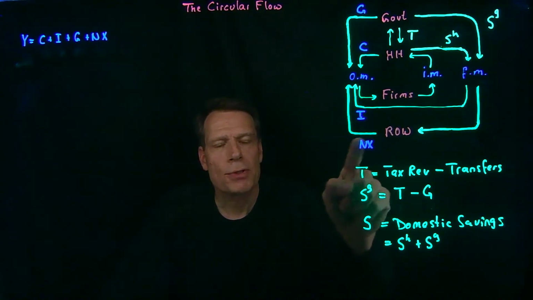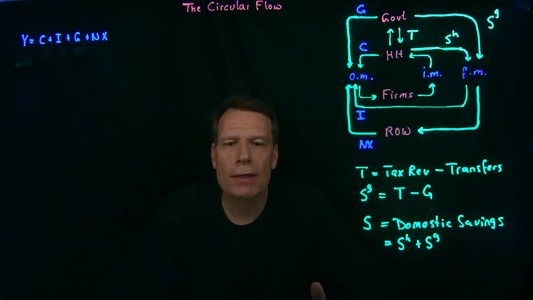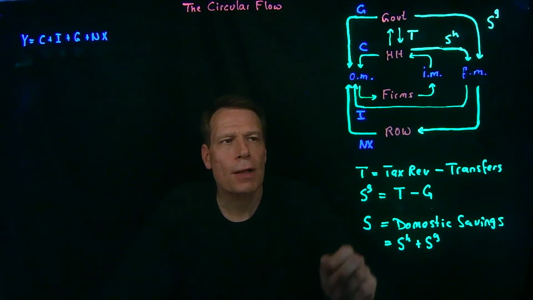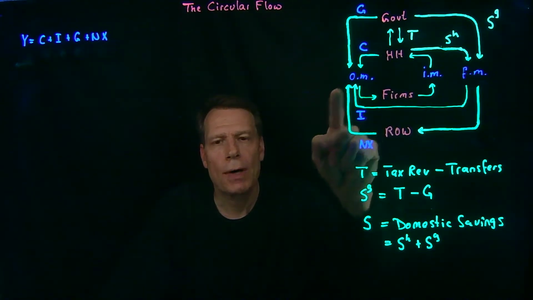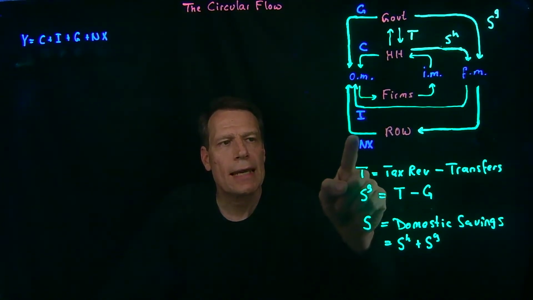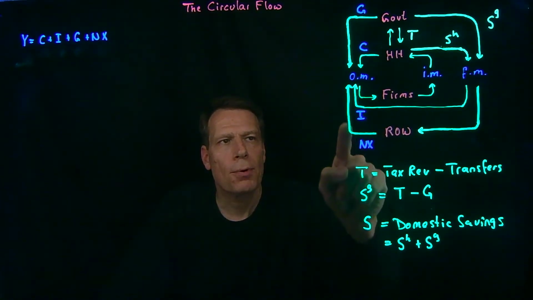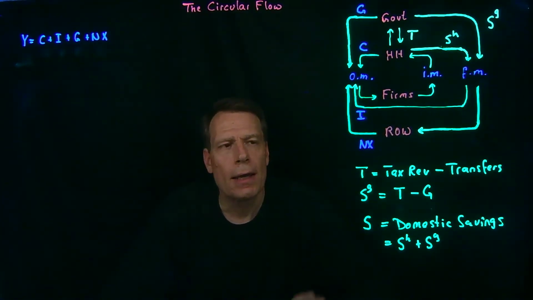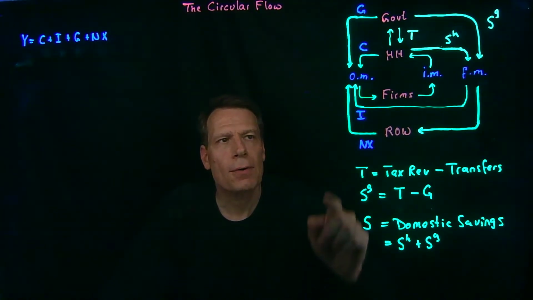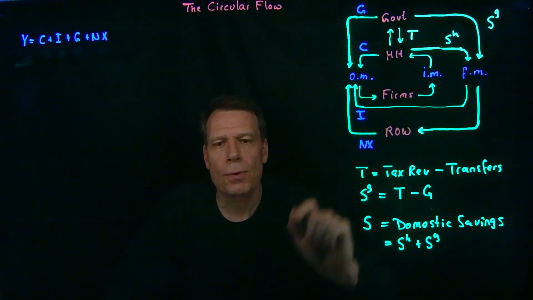When net exports are positive, it means we run a trade surplus. That means the rest of the world buys more from us than we buy from the rest of the world, and so dollars flow from the rest of the world to us. So when net exports are positive, the arrow points in this direction. When net exports are negative, we run a trade deficit. We buy more from the rest of the world than the rest of the world buys from us. And so now dollars flow towards the rest of the world.